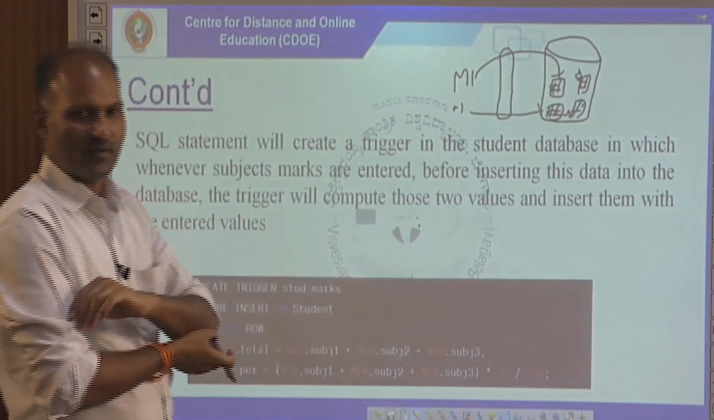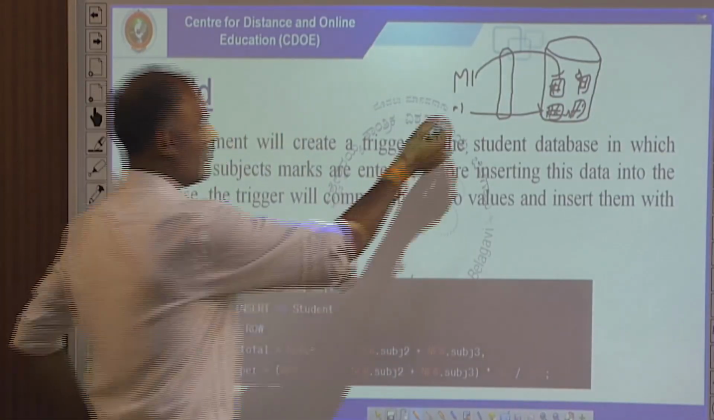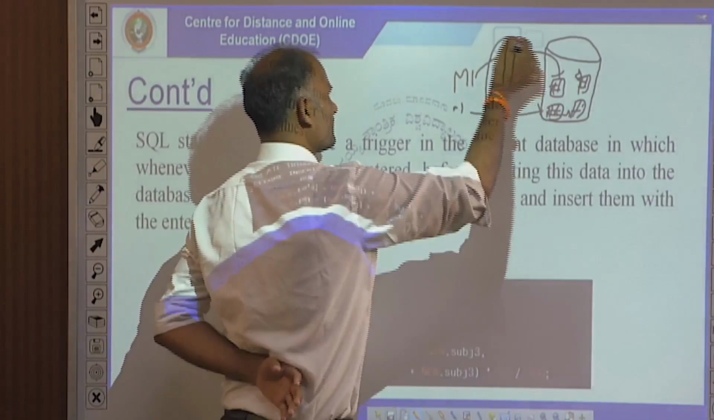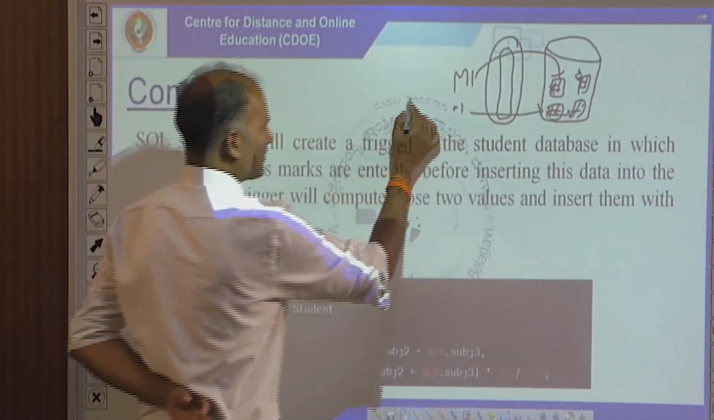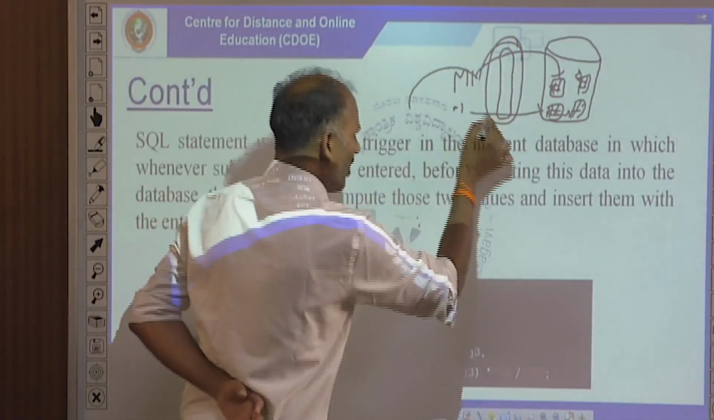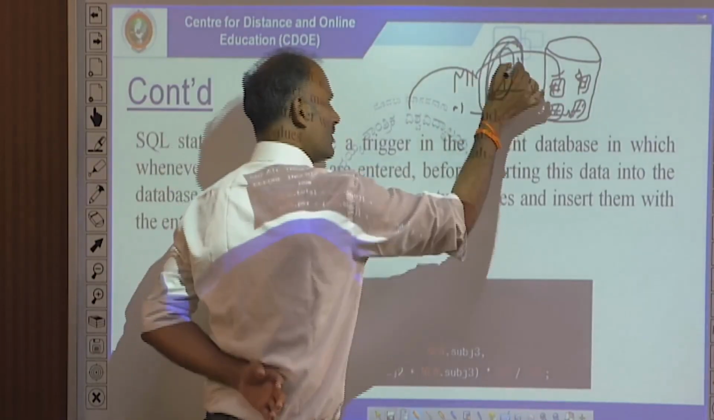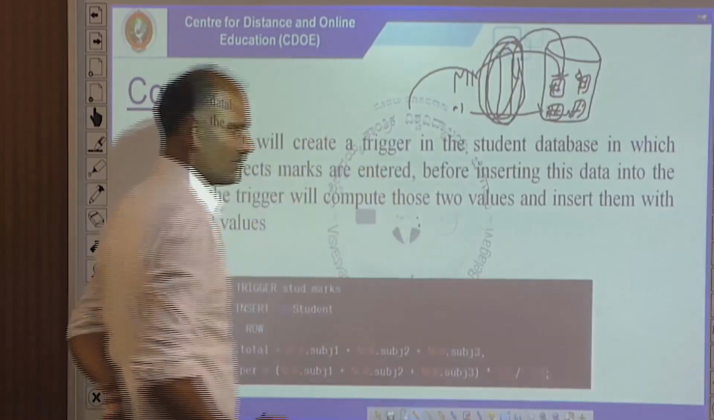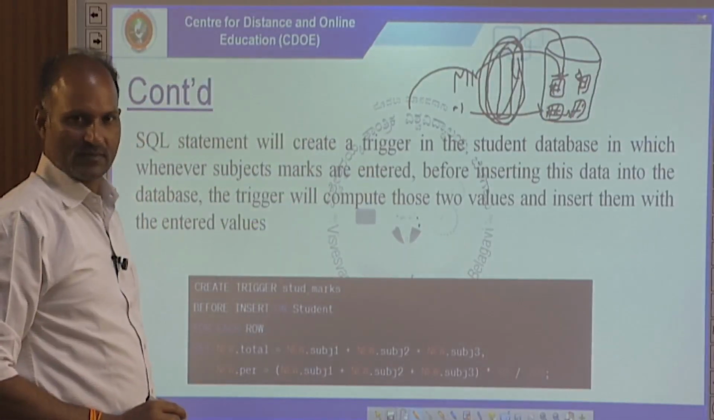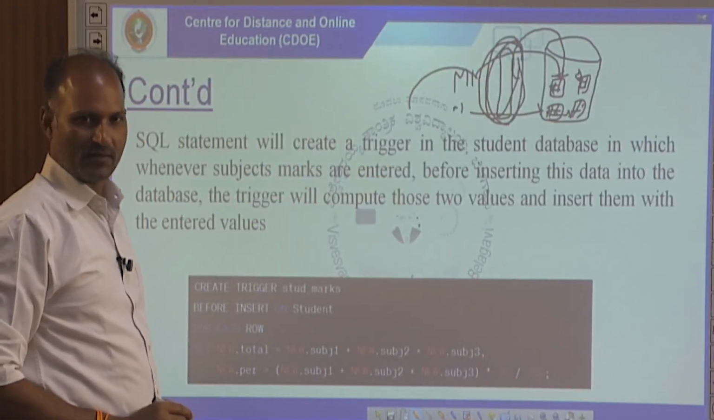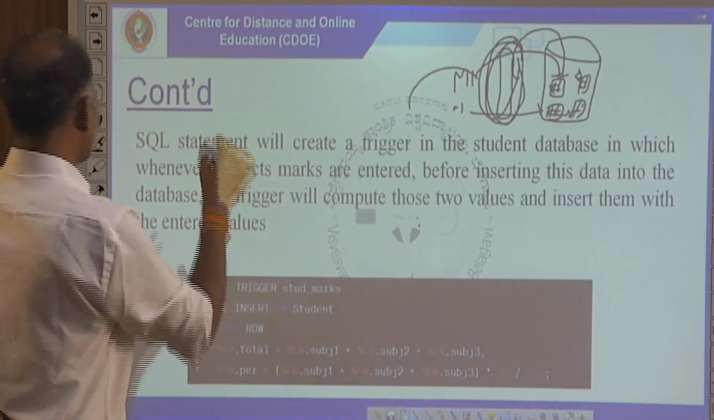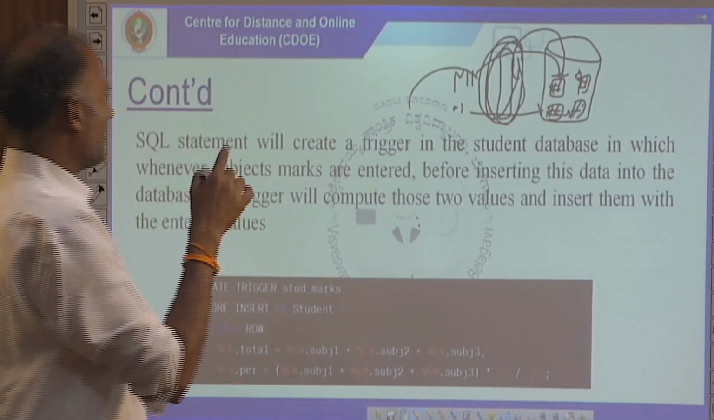Then how to do that? We write a trigger. Please perform this operation: as soon as marks are entered, do some operation, check for some condition. If the condition is true, do some operation, then update it. That is what the SQL statement will do when we create a trigger.